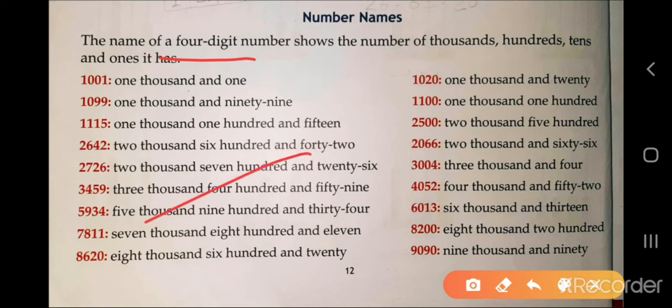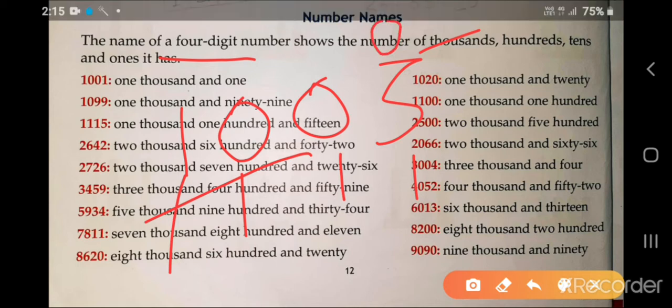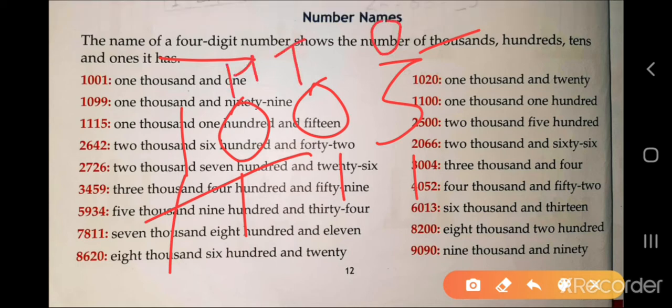Okay, suppose I am writing 1005. So when you count it, 1 2 3 4, we will put a symbol of place value. So ones, tens, hundreds, and this will be thousands. So let's start.